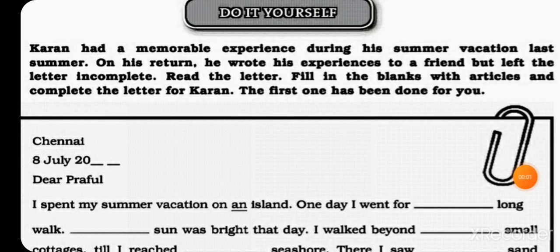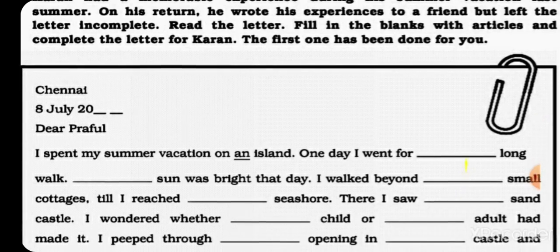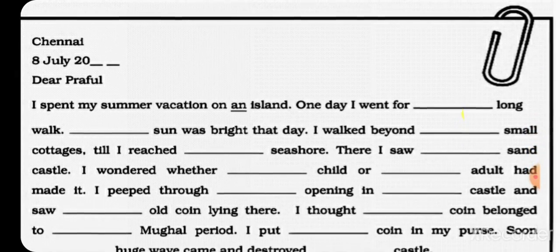Now students, let's start with the do it yourself part. Earlier we completed worksheets 1 to 5. Now let's start with do it yourself part 1, first exercise. Karan had a memorable experience during his summer vacation last summer. On his return, he wrote about his experiences to a friend but left the letter incomplete. Now read the letter, fill in the blanks with articles and complete the letter for Karan. The first one has been done for you.